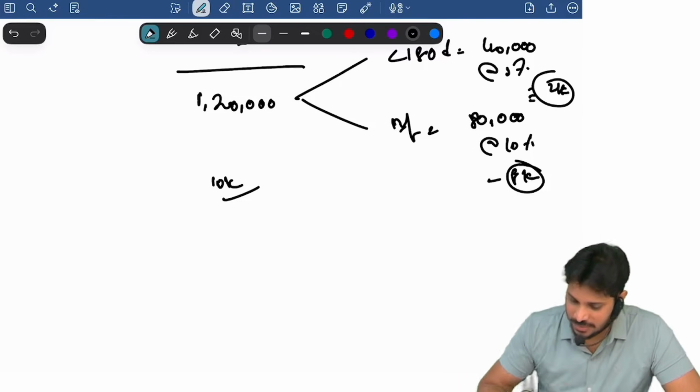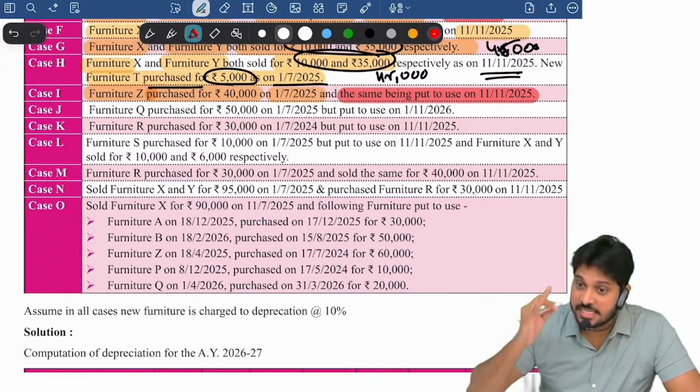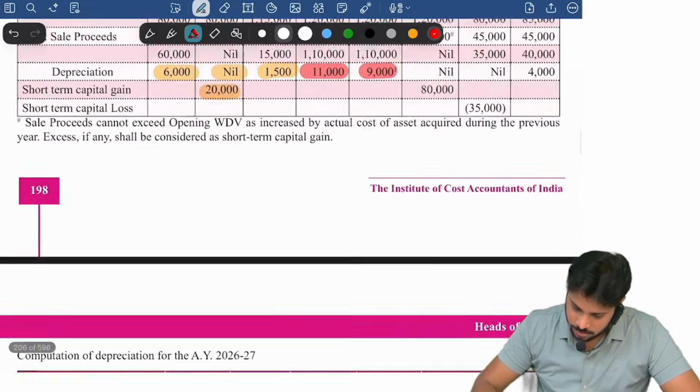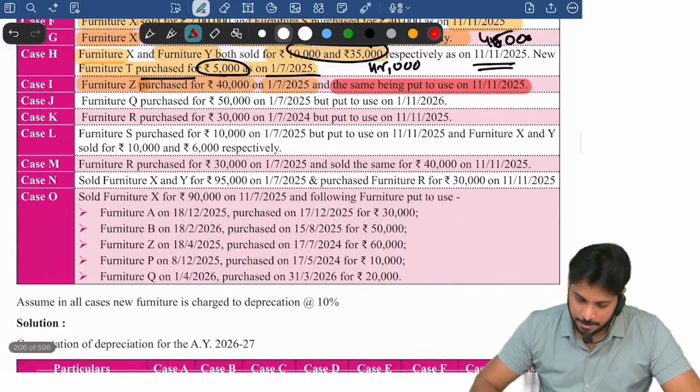Perfect. That's it. Next. So case number I, the answer is 10,000. Correct answer. Just cross check. Case number I, 10,000. Okay. Next.